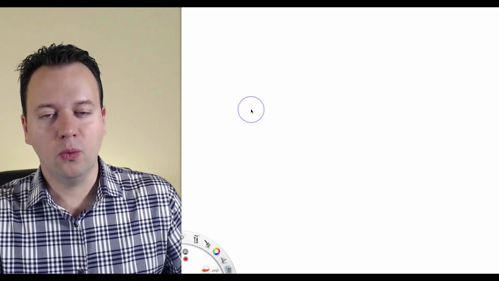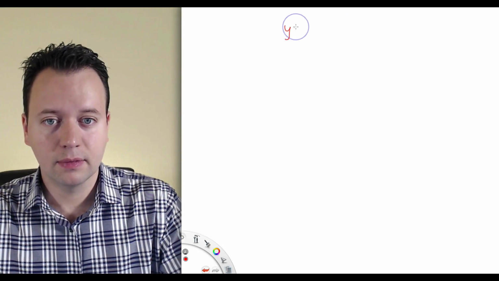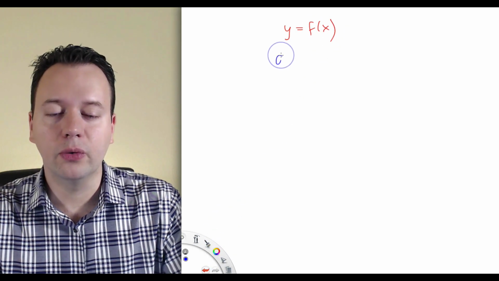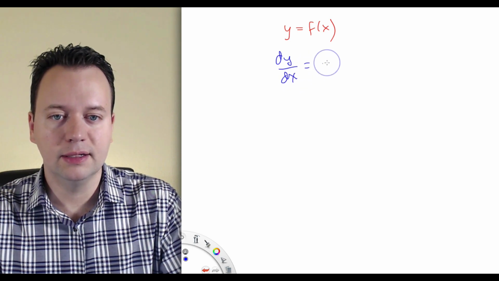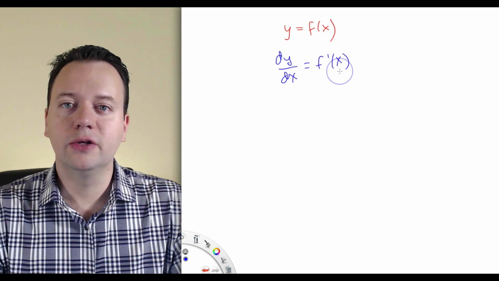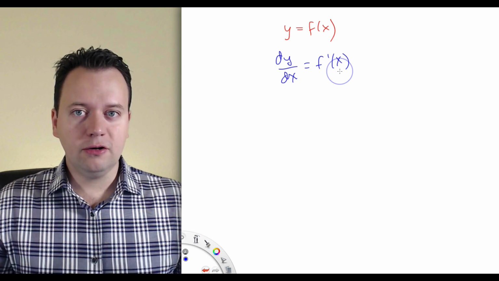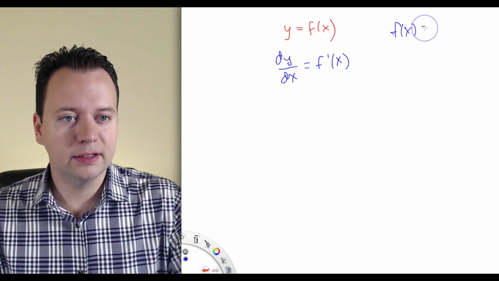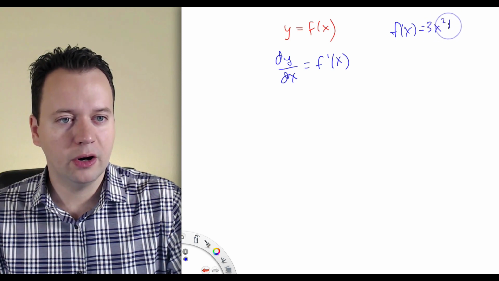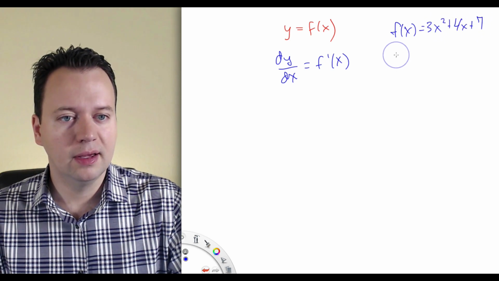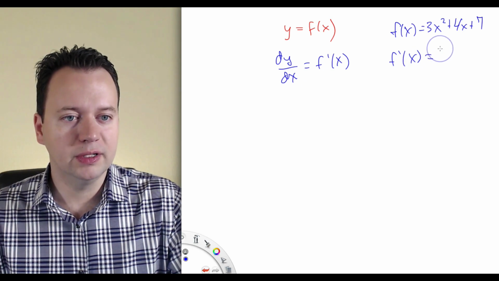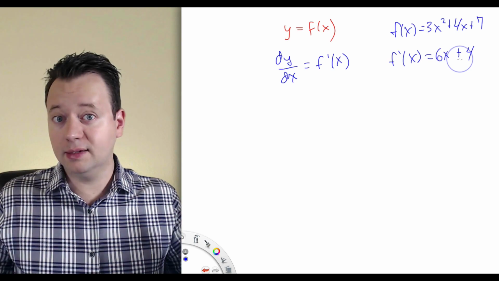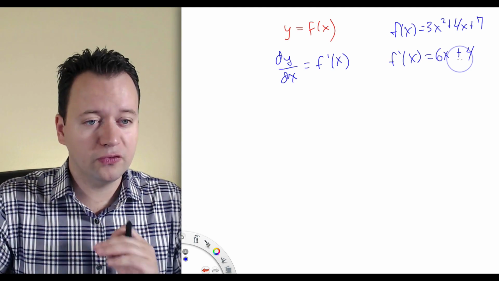Given a function y is equal to f of x, we can take its derivative, and then we would write dy dx is equal to f prime of x. So the derivative itself is a function. It's a perfectly good function. We saw an example where f of x was 3x squared plus 4x plus 7, and then f prime of x was equal to 6x plus 4. So the derivative itself is in its own right a function.